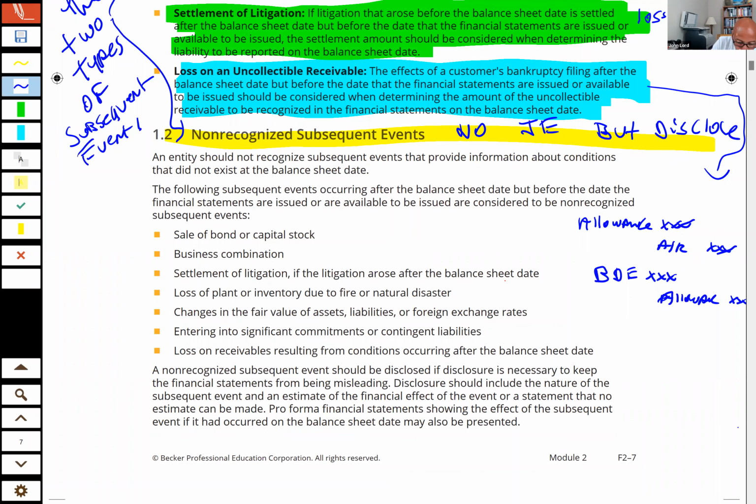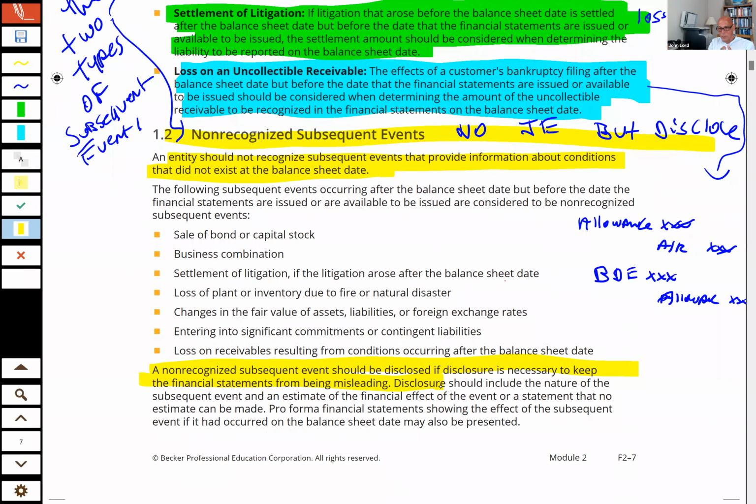Now, if we're talking about a non-recognized subsequent event here, the entity should not recognize subsequent events that provide information about conditions that did not exist at the balance sheet date. However, as I had you put on the flashcard, non-recognized subsequent events should be disclosed. And by the way, recognized subsequent events should have a footnote disclosure as well, right? So it's either recognize and disclose, or don't recognize, but always disclose.